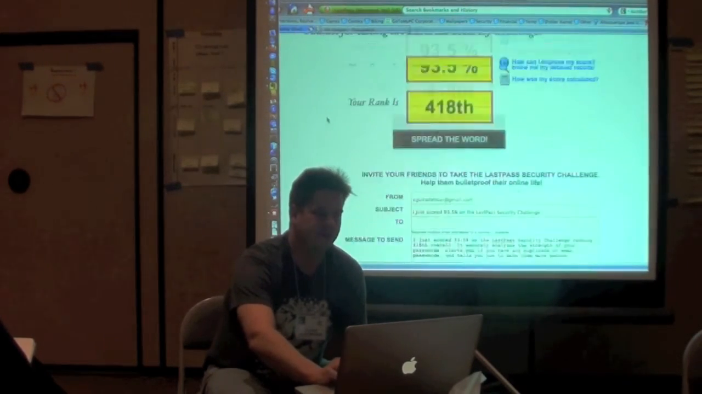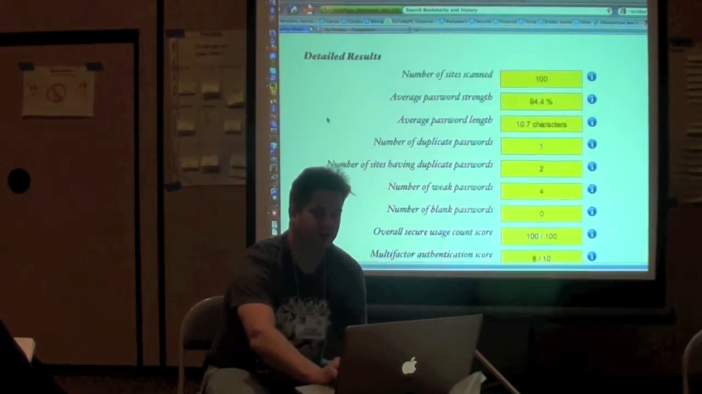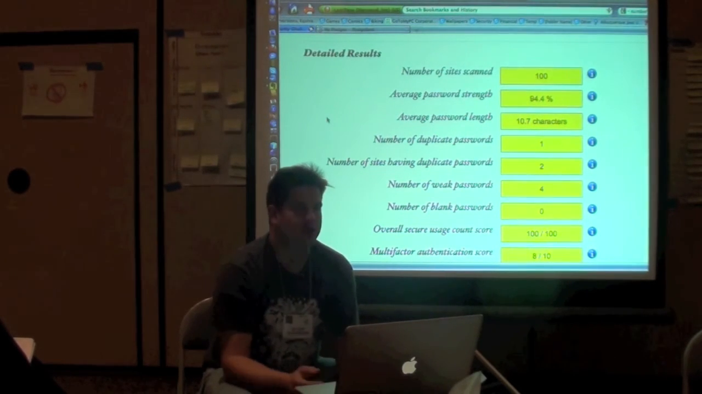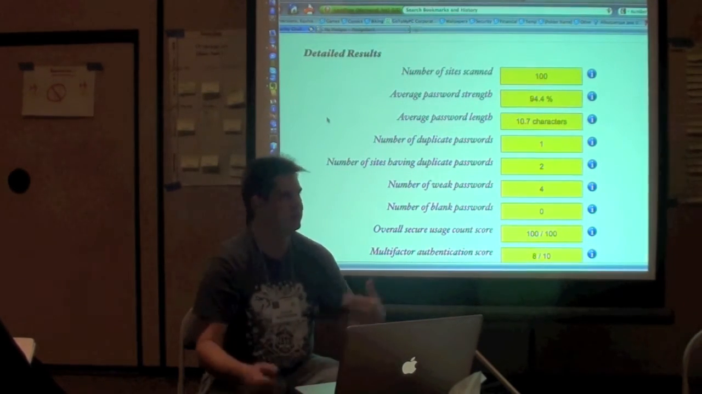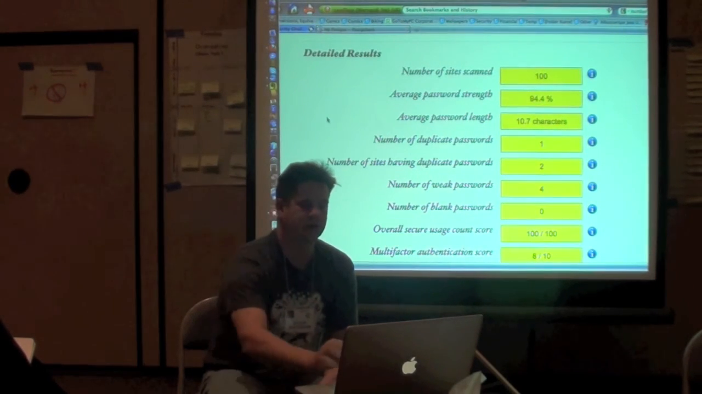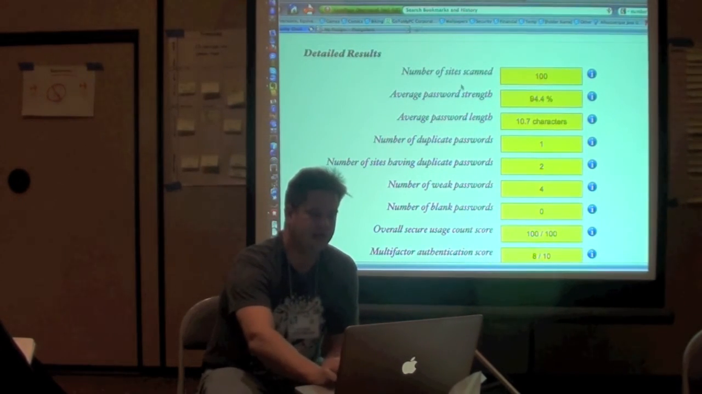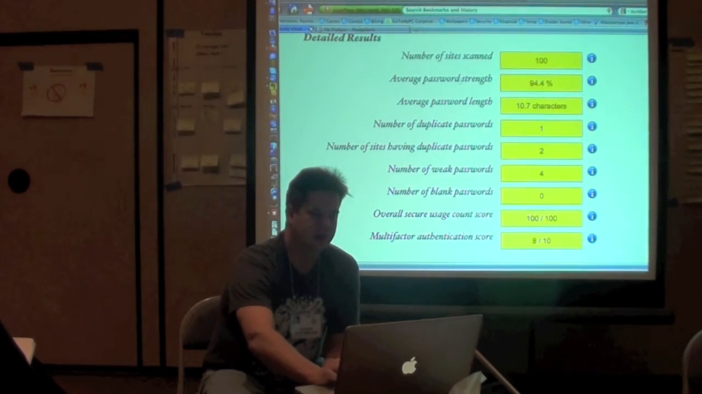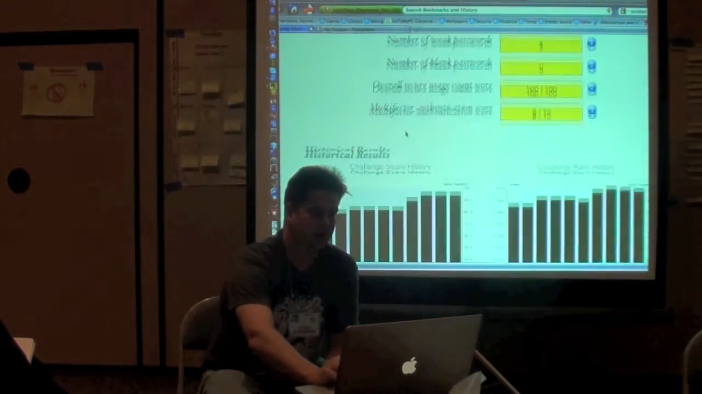It took me a month and a half to work through this and figure out that when I went through all the sites, I was using a password here, a password there, a password there, and you don't realize how many times you reuse those passwords. So it says it scanned 100 sites, average password strength, average password length, and gives me all kinds of data.